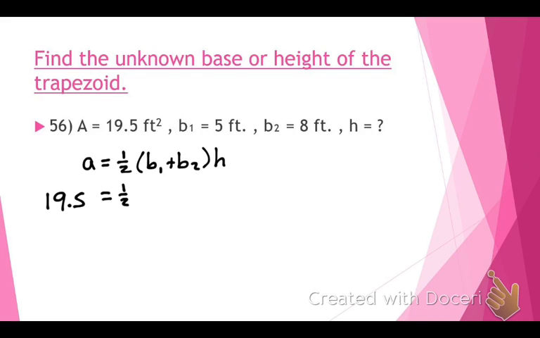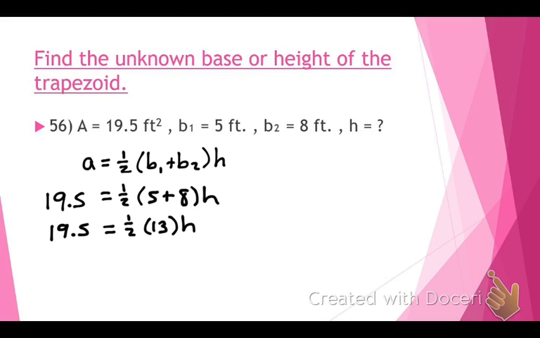Okay, drop down your half. What's my base 1? What's my base 2? And what's my height? We don't know it yet. On the left-hand side, is there anything I could do? No, so I just dropped down 19.5. On the right-hand side, what should I do? 5 plus 8. What's 5 plus 8?